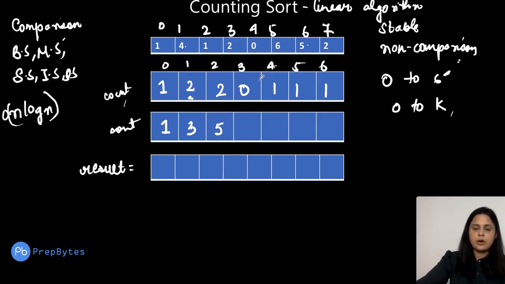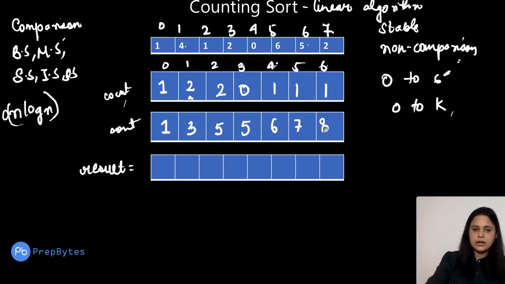It is 5. All the elements less than or equal to 3 is going to be 5 plus 0, so it's 5. All the elements less than or equal to 4 is going to be 5 plus 1, 6. All the elements less than or equal to 5 is going to be 6 plus 1, 7. All the elements less than or equal to 6 is going to be 7 plus 1, 8. Now I have this information.